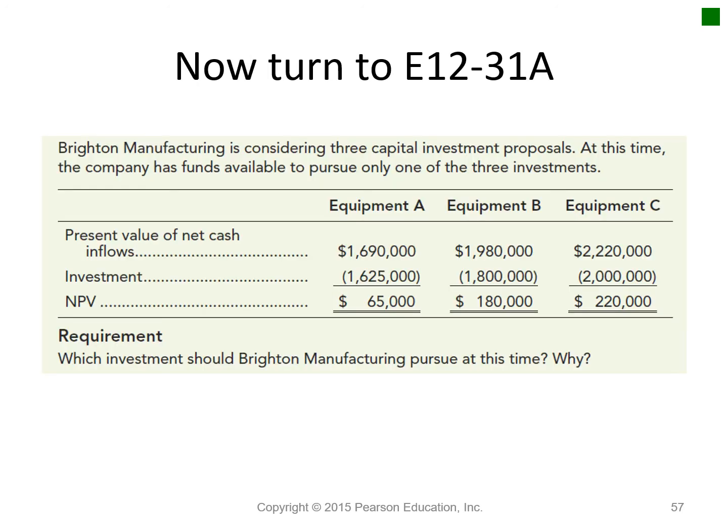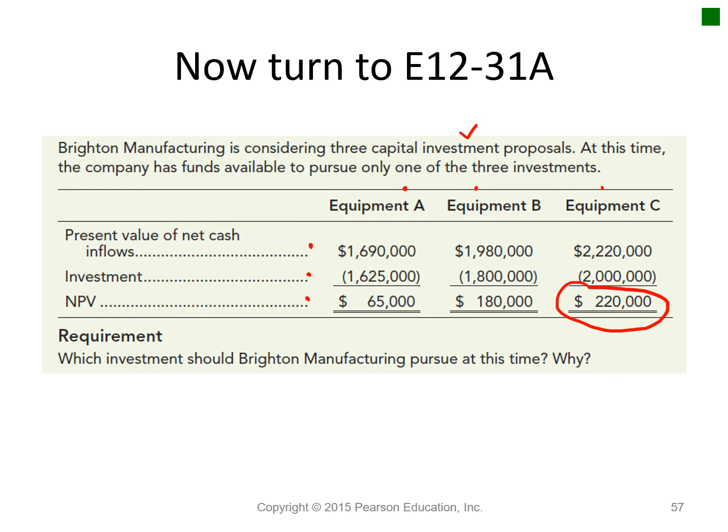So let's look at an illustration. We've got exercise 1231A. They've given you these 3 capital investment proposals: equipment A, B, and C. They've already done the calculation, so we just want to show you how this index would work. You've got your present value of cash inflows and your initial investments, and they also have the net present value. If you just looked at these right now, you'd probably say let's go with equipment C because it has the highest net present value.